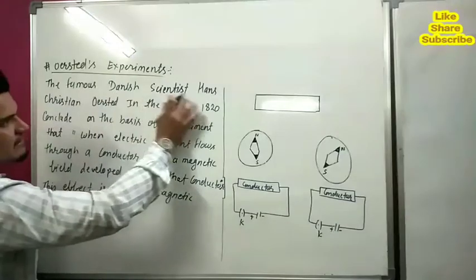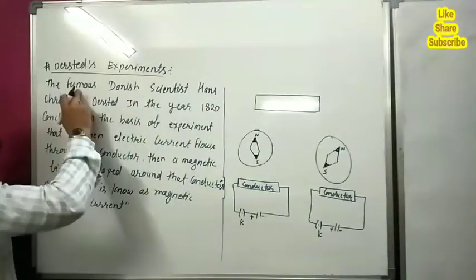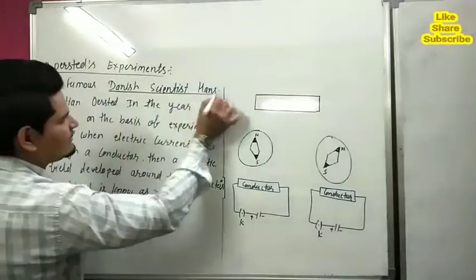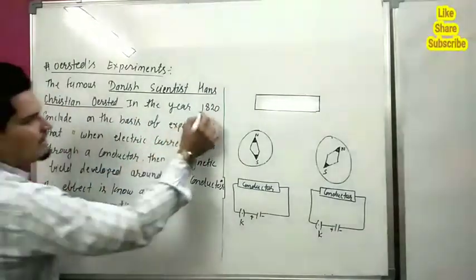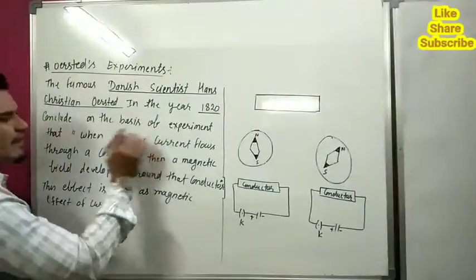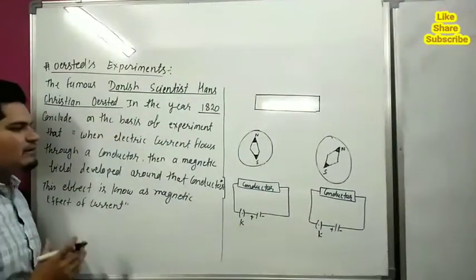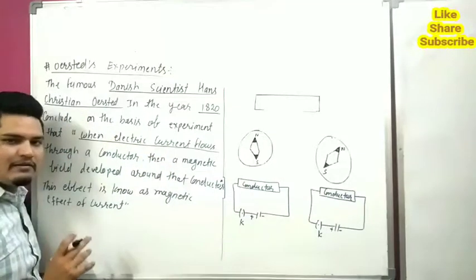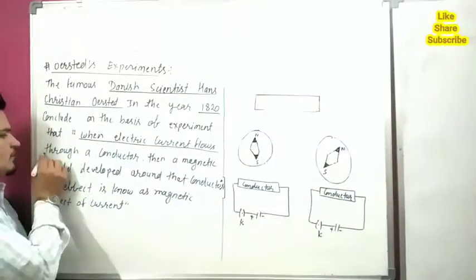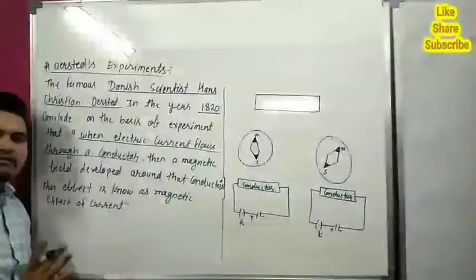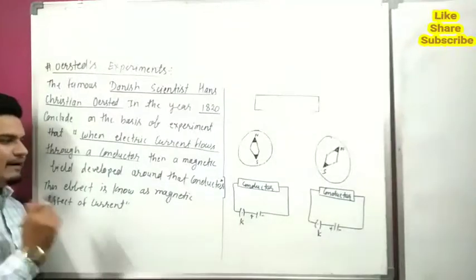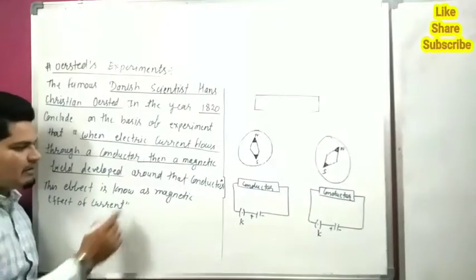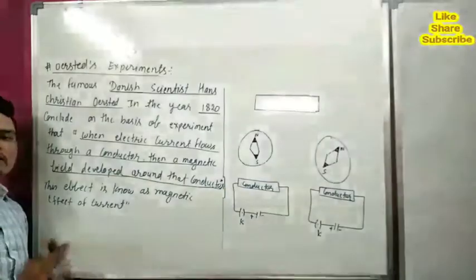The famous Danish scientist Hans Christian Oersted, in the year 1820, concluded on the basis of experiment that whenever electric current flows through a conductor, a magnetic field is developed around the conductor.